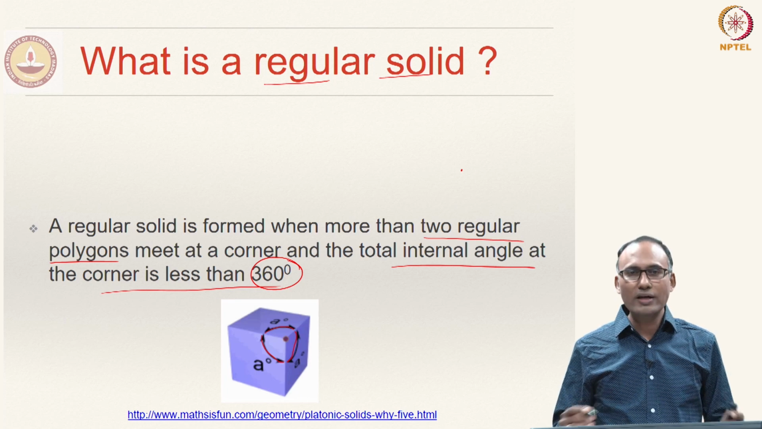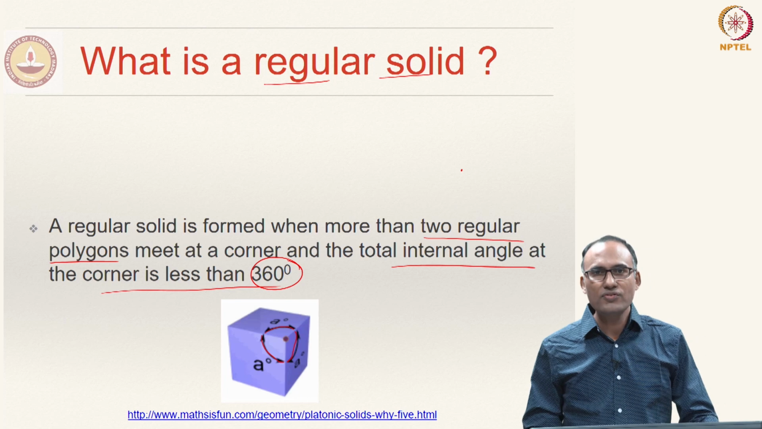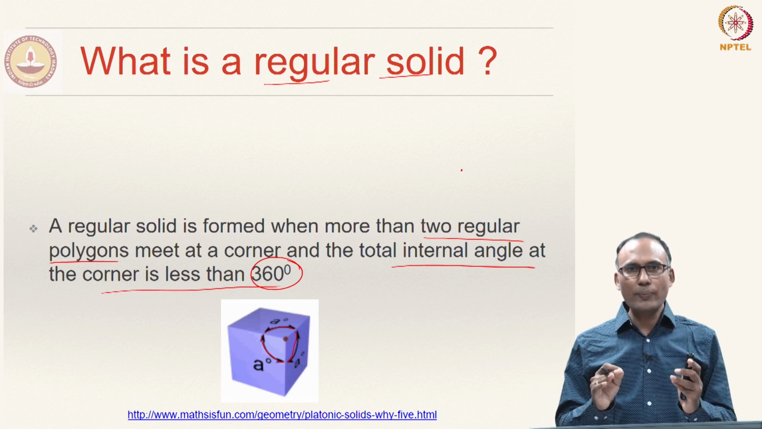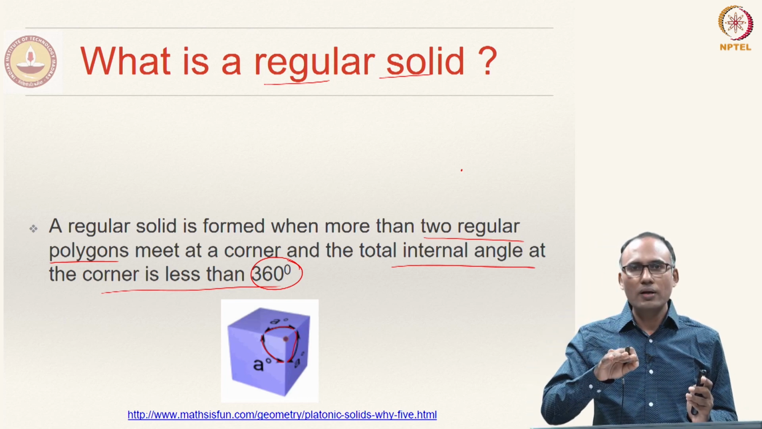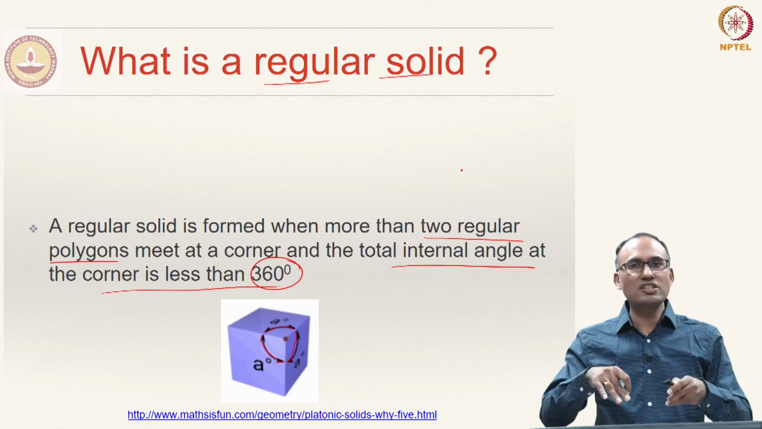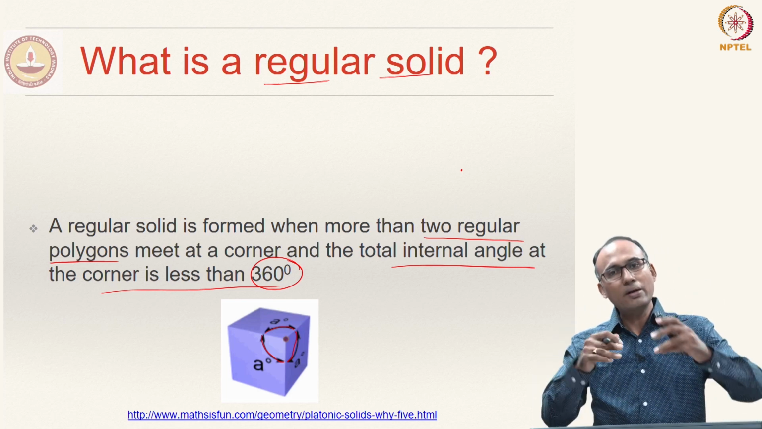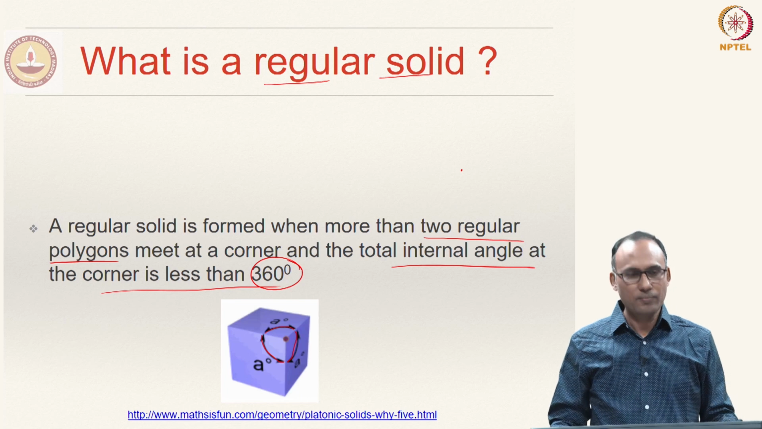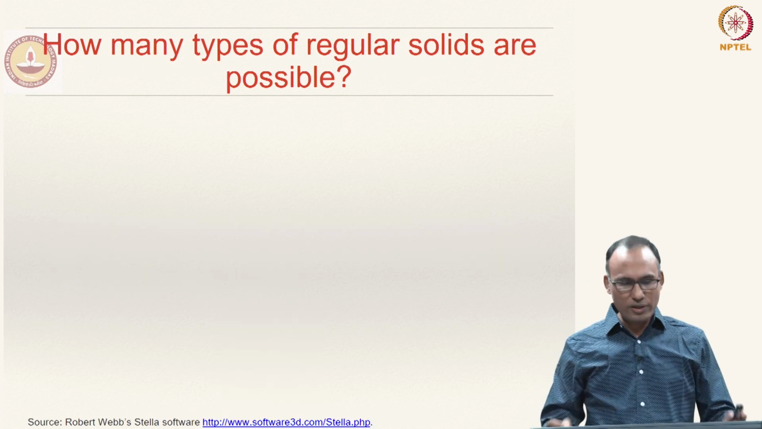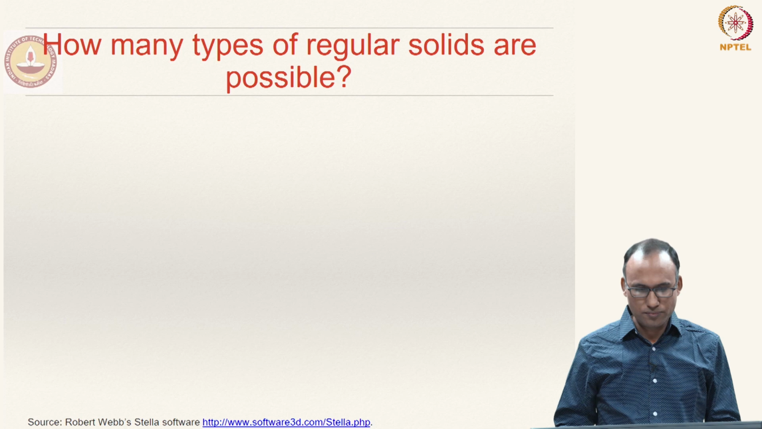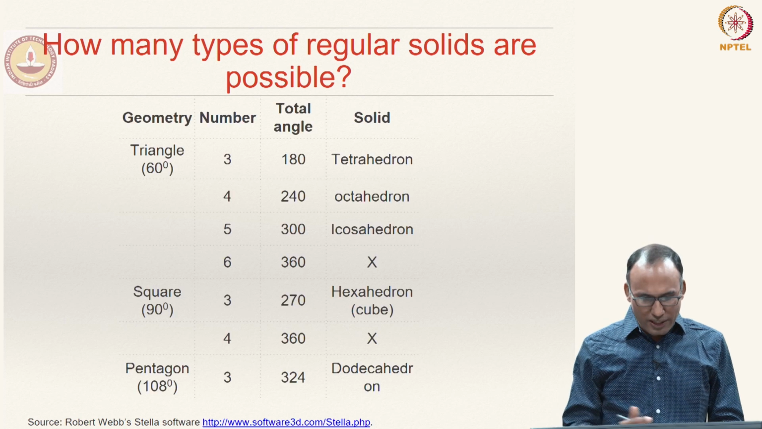So, the Platonic solid is actually made of these regular polygons meeting at a point, but each and every point within this Platonic solid will have the same number of these regular polygons meeting at it. So, now let us look at how many types of these regular solids are possible. So, let us look at the geometry.